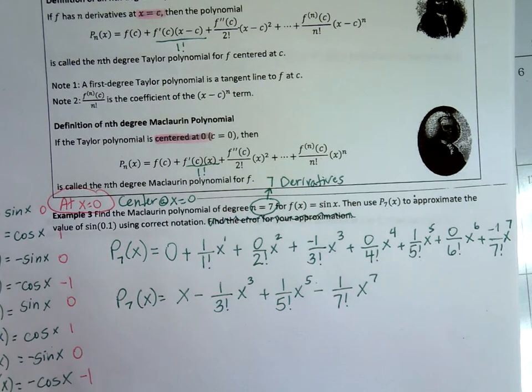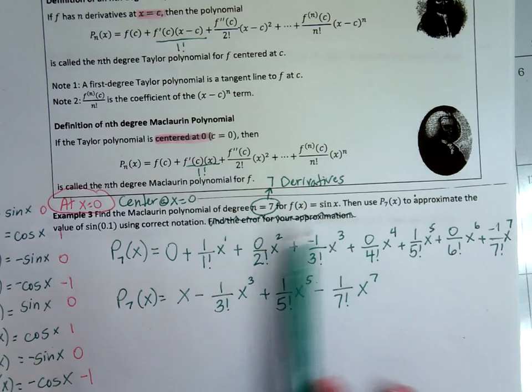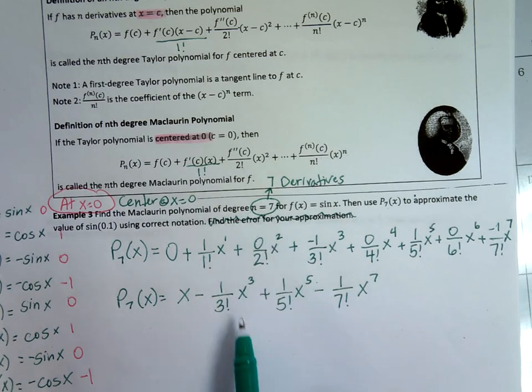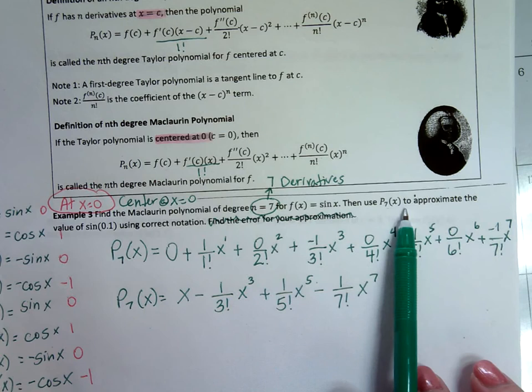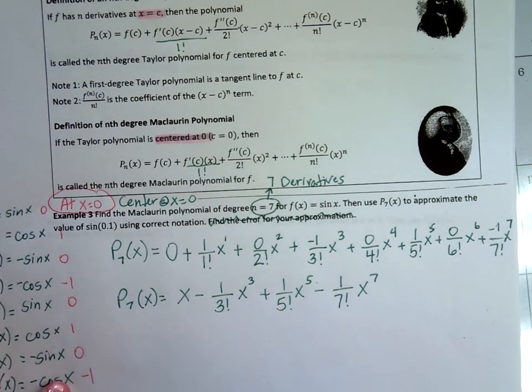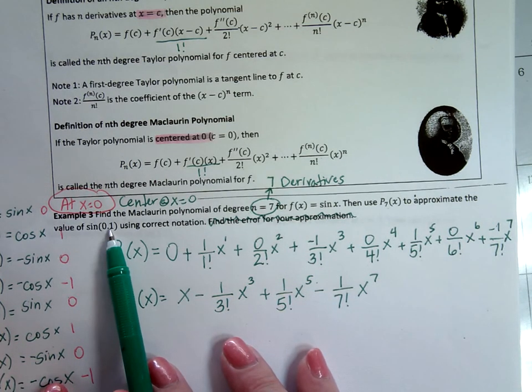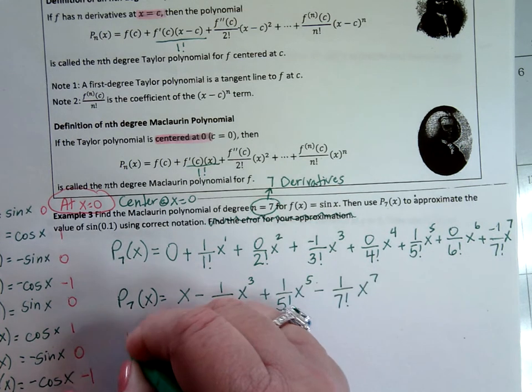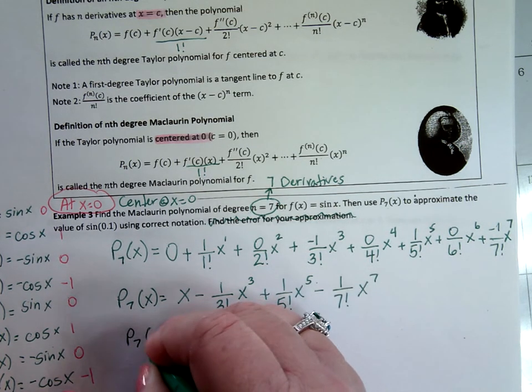Are we done? Find the Maclaurin, degree 7, we got it. Use that to approximate the value of sine of 0.1. Now notice 0.1 is very close to 0. They wouldn't ask me to figure out what it is far away. They can only ask me values close to the number that I'm centered at. So I want to know what p sub 7 of 0.1 is.